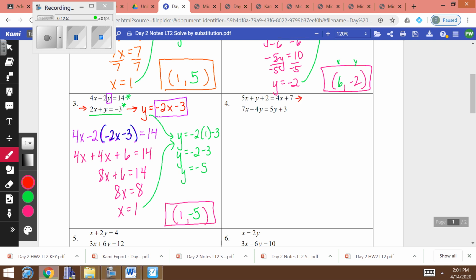I'm going to do standard form for both of them first. So I'm going to subtract 4x. That gives me x plus y.